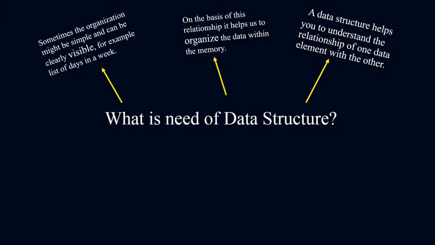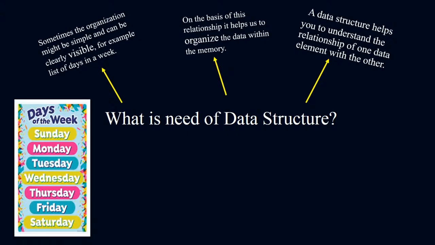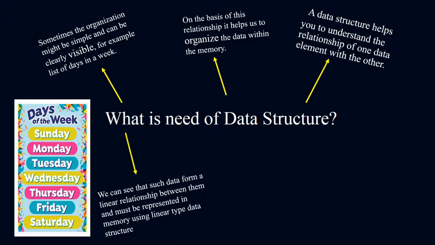Sometimes the organization might be simple and can be clearly visible. For example, list of days in a week. Consider the list of days in a week: Sunday, Monday, Tuesday, Wednesday, Thursday, Friday, and Saturday. Again, Saturday is followed by Sunday. So, there is a clear cut linear relationship between the days of a week. So, when you are designing a data structure to store the days of a week, you have to choose a linear data structure.